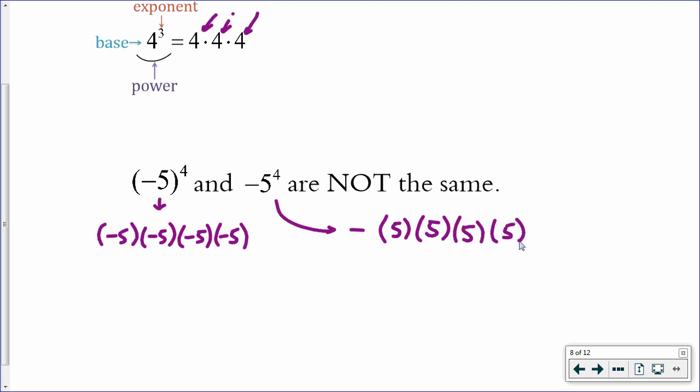And you would have to do all of the 5 times 5 times 5 times 5 first, take that result, and then make it negative, or stick the negative 1 in front of it and multiply by negative 1, however you like to think about it. So 5 times 5 is 25, times another 25 is going to be 625. So this one ends up being positive 625. This one ends up being negative 625. So you have to pay attention to the location of that minus sign. If it's in front with no parentheses, it means there's just one negative there. If it's in parentheses with the base number, then there are as many negatives as there are bases.